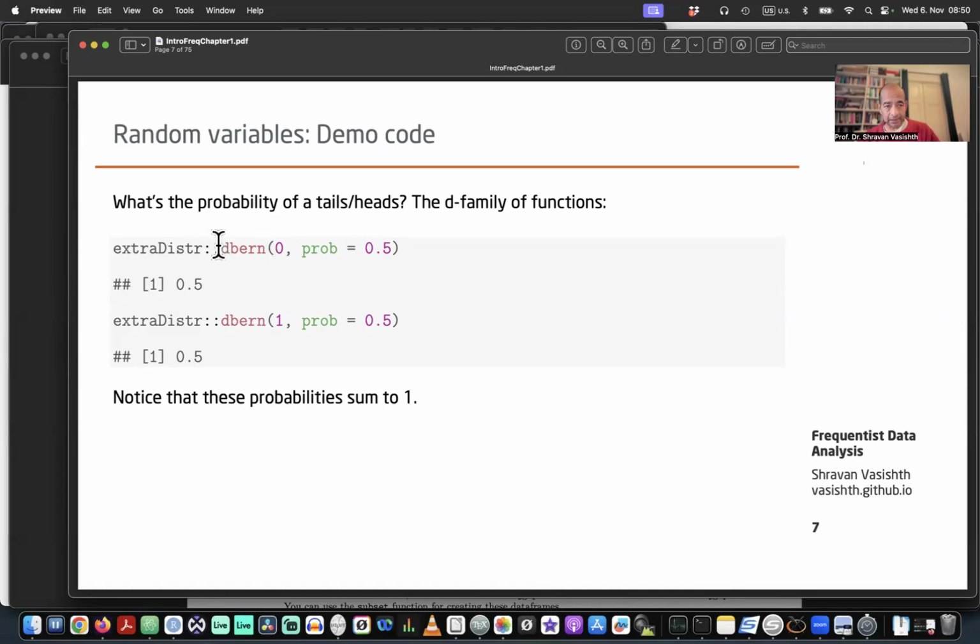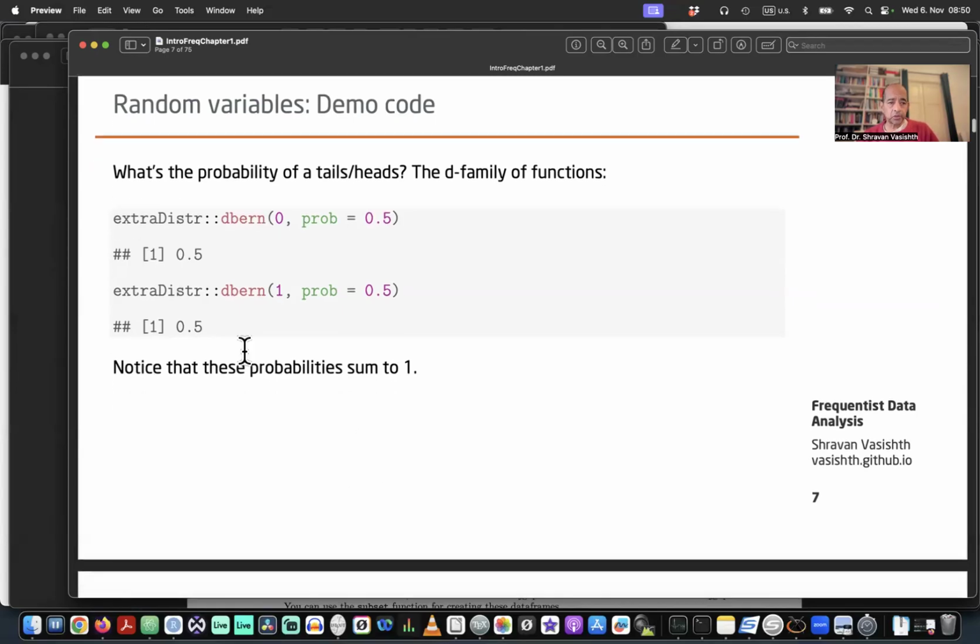But what this dbern function is doing for me is telling me the probability of observing 0 or the probability of observing 1. So I change this number to decide which probability I'm asking about, and it's going to give me back a probability for each of the possible elements in the support of X, right? And so here, of course, this is very trivial what I've done because I already specified the probability of success. Whatever number I put in here is the number I'm going to get out here, right? But very soon you will see the importance of this D family of functions when we get to other distributions, right?